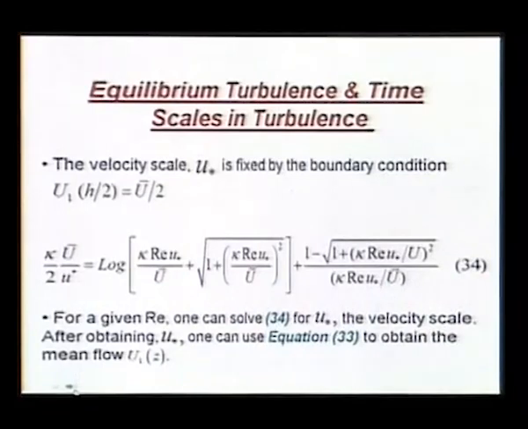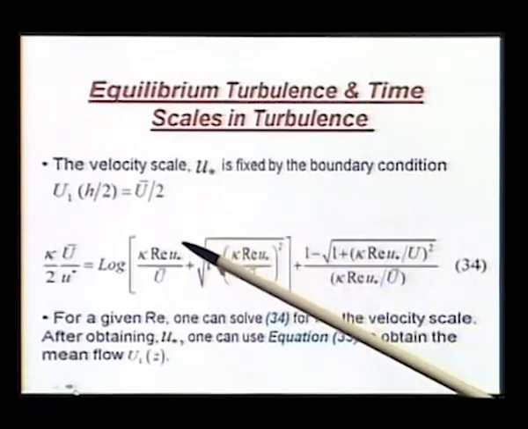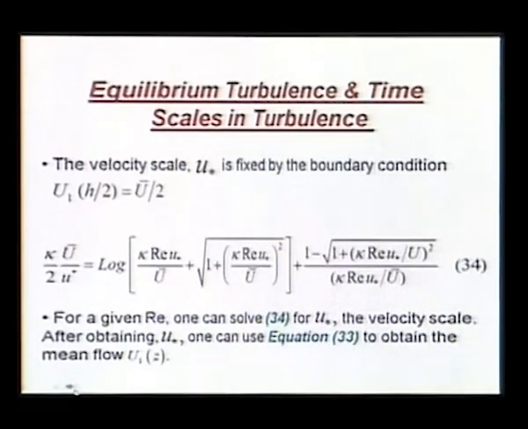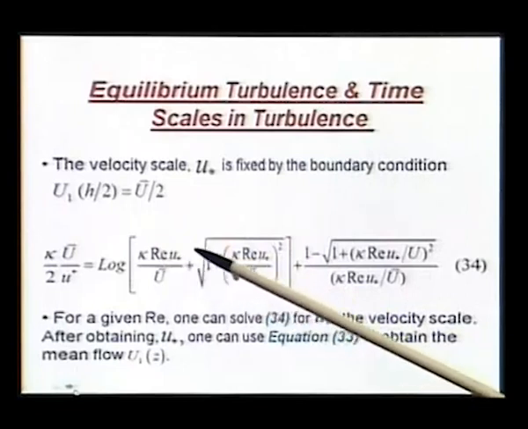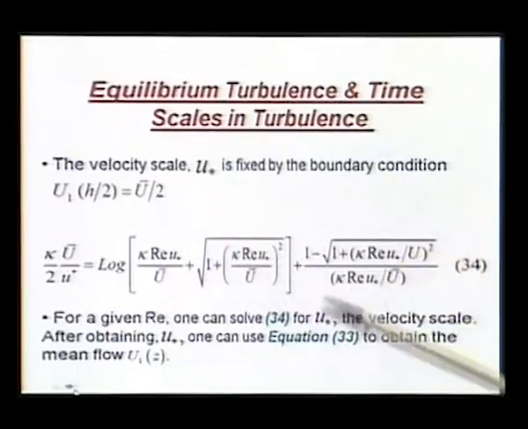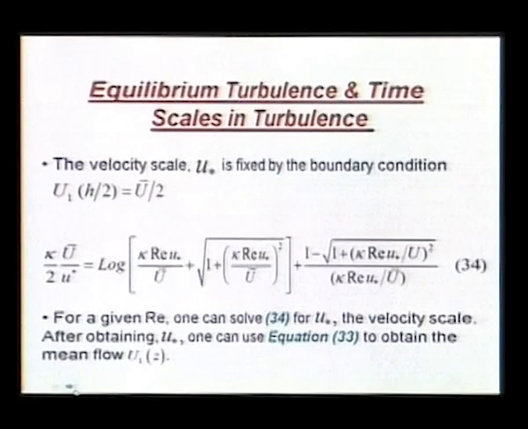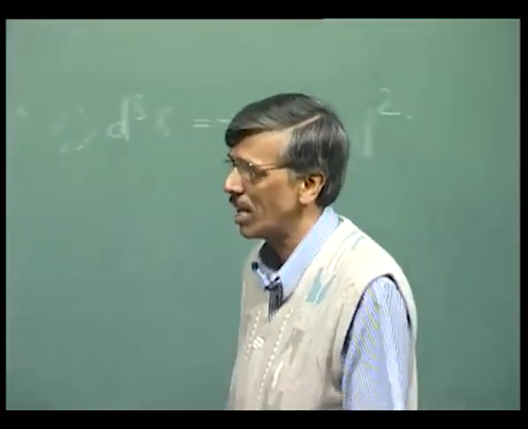So, what happens is if I choose a Reynolds number, I can solve this equation for u star, right, because everything else is known. Kappa is a constant and Re is known, u bar is known. Only thing that remains unknown here is this u star. So, I can use this equation for u star, the velocity scale. Once I have it, I can go back and obtain the velocity profile. So, that is a very simple application of the ideas of relating the mean strain rate with the Reynolds stress. That is what it is.